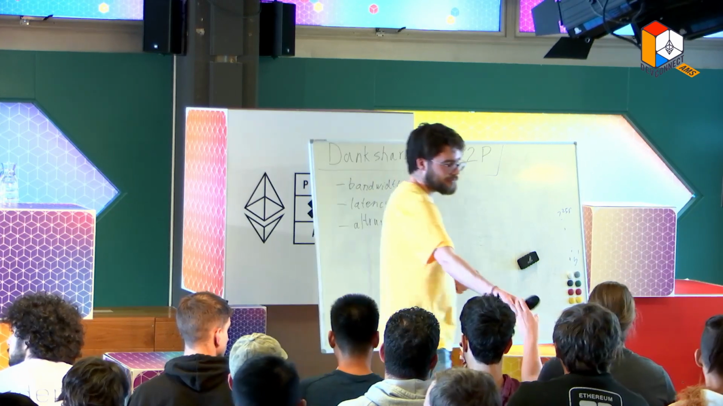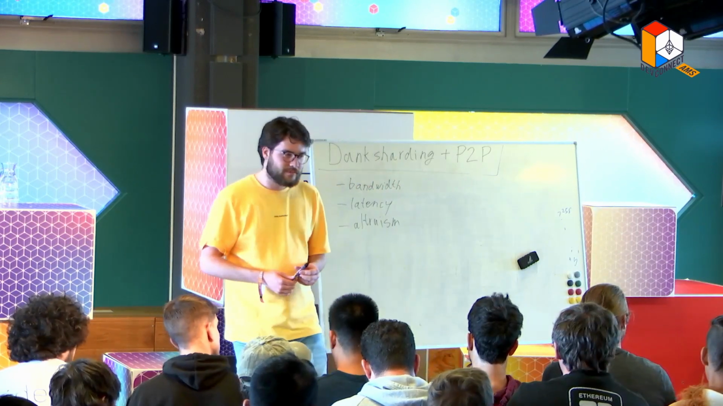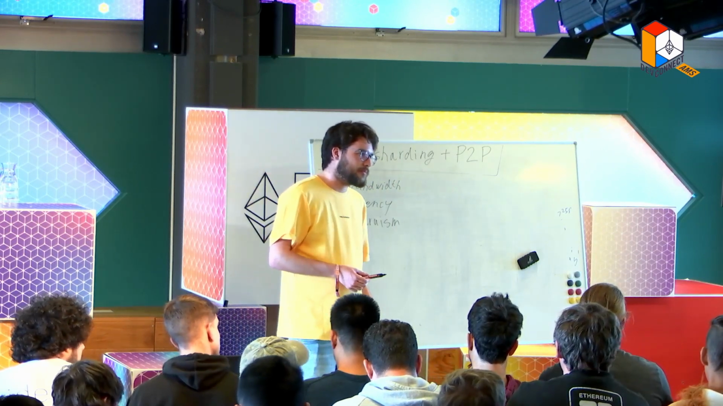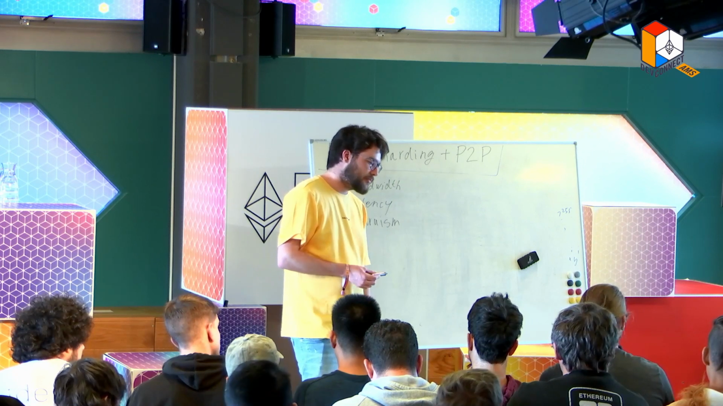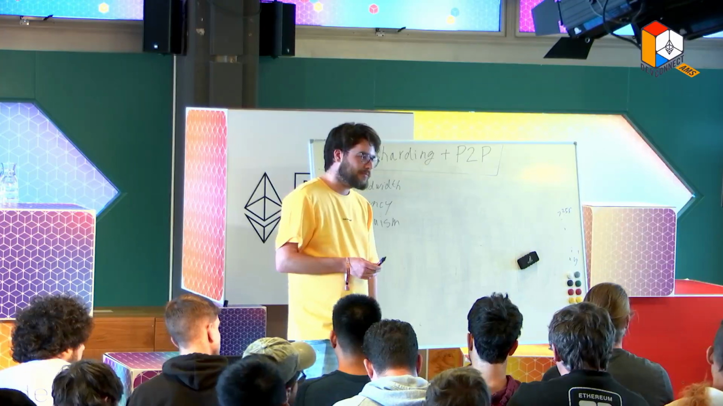You can also change the bounds of what the P2P is expected to serve and change the bounds of how people are expected to join the network, and that's a conversation for tomorrow. EIP 4444.